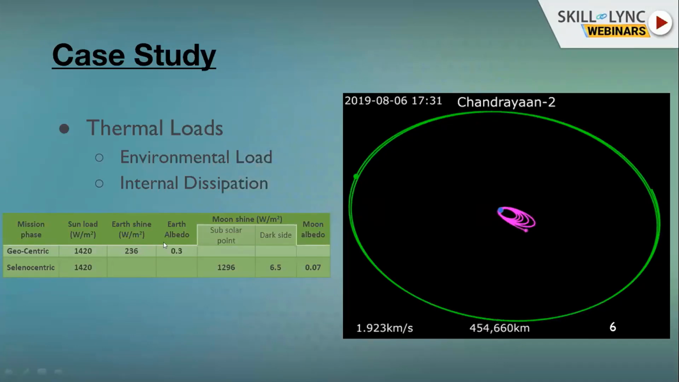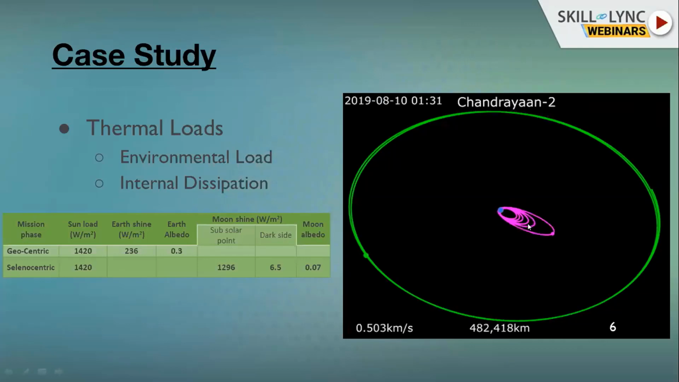Then, some of what sunlight you receive from the sun also gets reflected back to space. So during the geocentric orbits, when Chandrayaan is orbiting the Earth, Chandrayaan-2 was facing this Earth albedo also, which is 0.3. That means that 30% of the solar flux, which is deflected back to space, is encountered by the Chandrayaan-2.